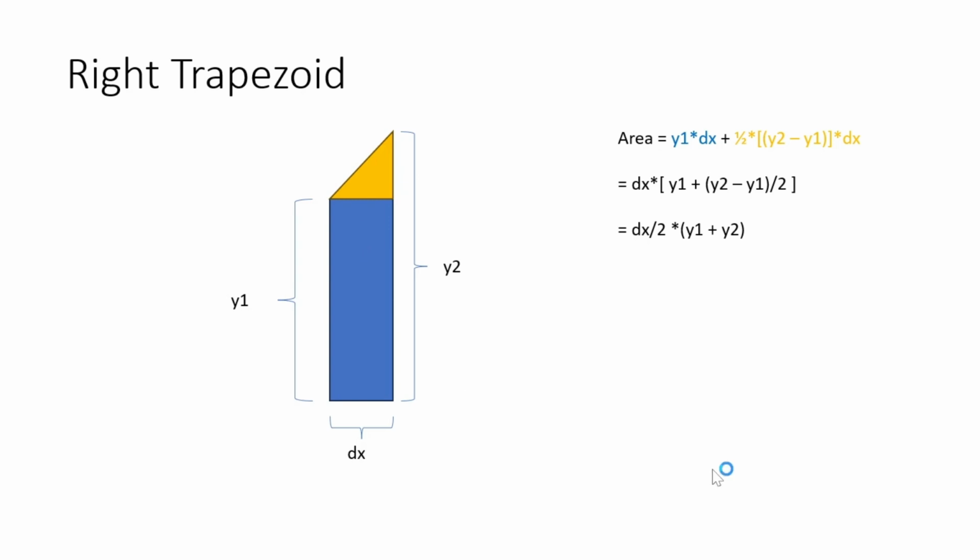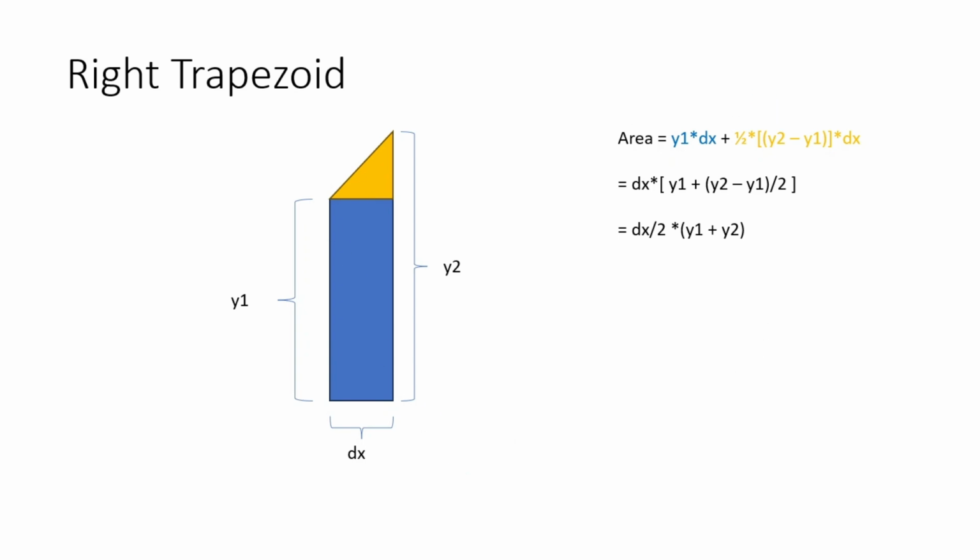So here I've drawn a right trapezoid whose one side is y1, the other side is y2, and it has a width of dx. As you can clearly see, the blue area is a rectangle and on top of it is a triangle in yellow color. The idea here is to work out the area of this right trapezoid.